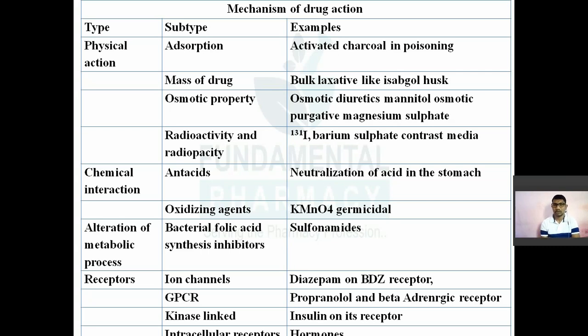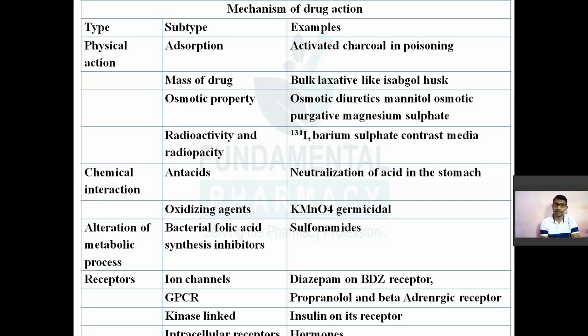Again, by its osmotic property. For example, osmotic diuretic. They will exert osmotic action in the kidney. Because of their osmotic action, they are water loving. So whenever there is excretion of mannitol, along with mannitol water will also go. So that is osmotic diuretic. Example is mannitol. So osmotic purgative, magnesium sulfate. So whatever the action is, either laxative or diuretic action, it is because of their osmotic property. So that is again drug acting by physical action.